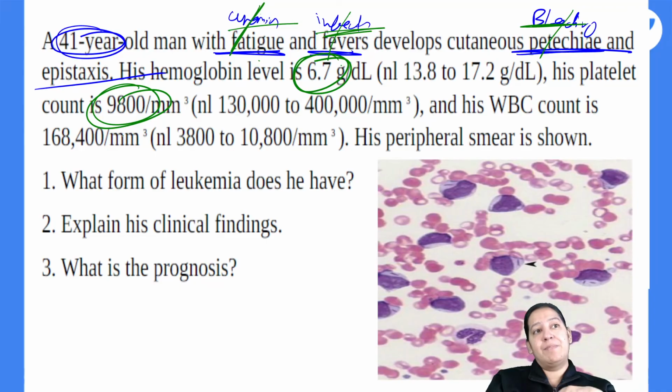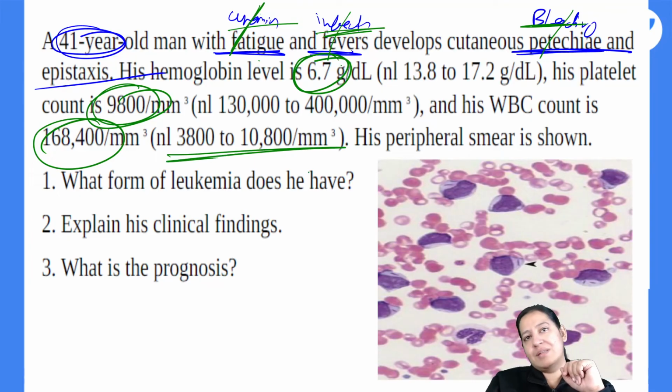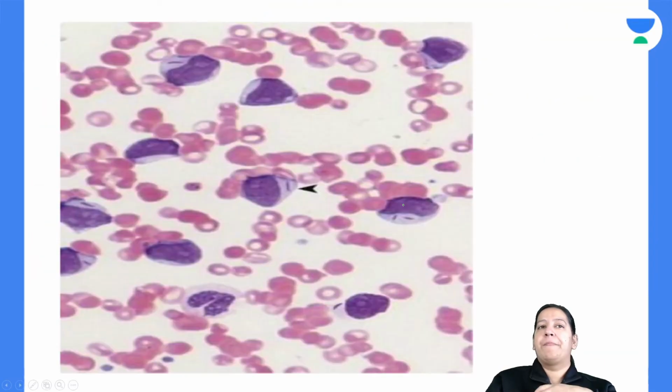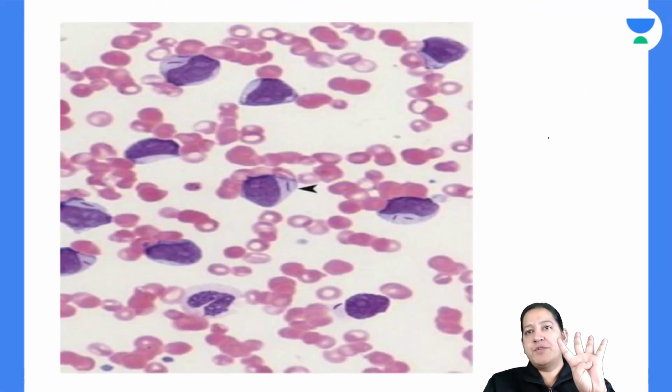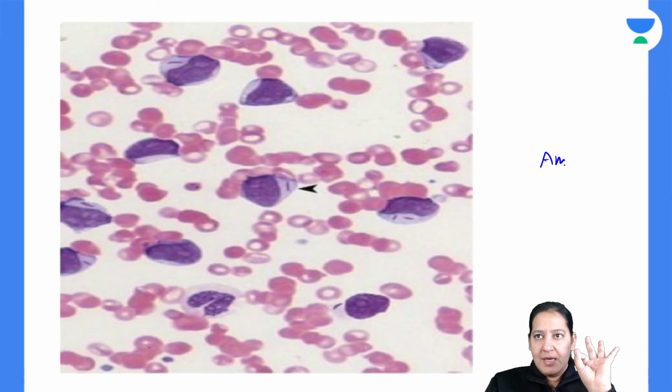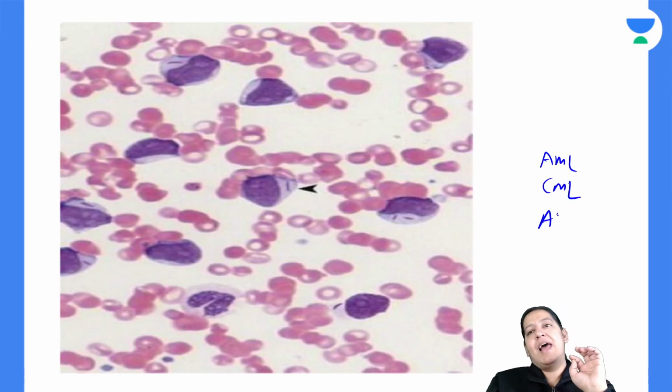Low RBC, low platelets. But see the WBC. WBC is 1,68,000. It is high. 4,000 to 11,000 is the normal range. See the peripheral smear and see what cells these are. What is the diagnosis? My first question, the four options are the same. Is it AML? Is it CML? Is it ALL? Is it CLL? See the cells.